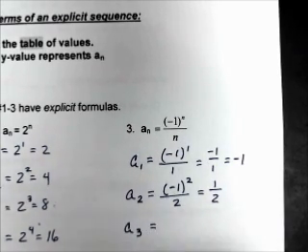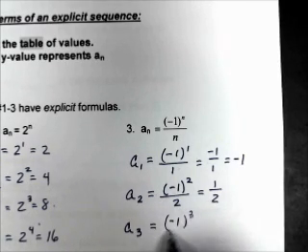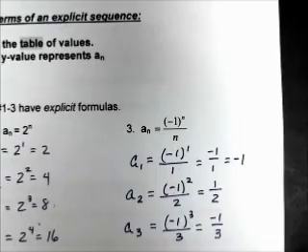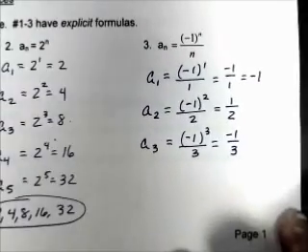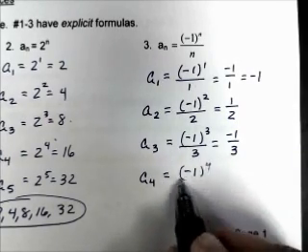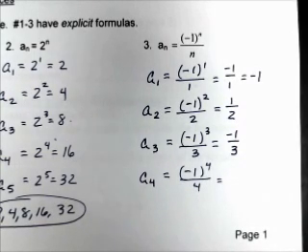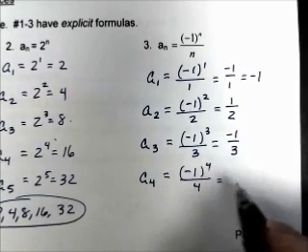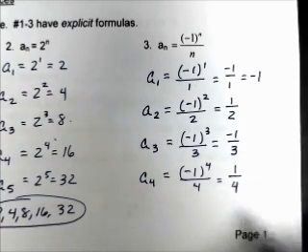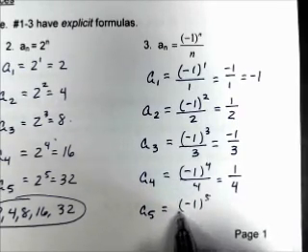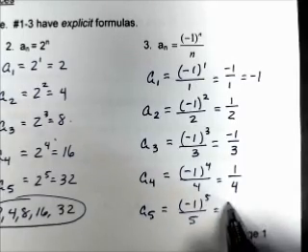a sub 3, our third term, would be negative 1 raised to the third power divided by 3. Negative 1 to the third is negative 1. Divided by 3, we leave as negative 1/3. Our fourth term, a sub 4, would equal negative 1 to the fourth power divided by 4. If it's an even power, it's going to be positive. So it's positive 1/4. And a sub 5, our fifth term, would be negative 1 to the fifth power divided by 5. So that's negative 1 over 5.